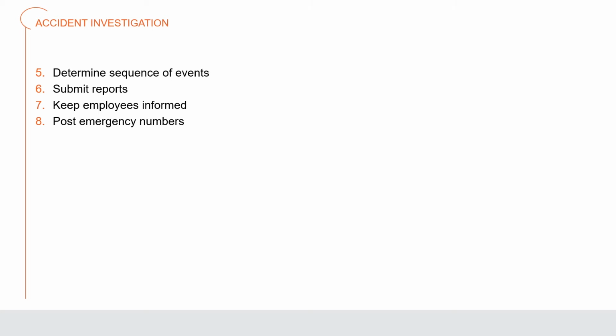5. Determine as clearly as possible the sequence of events, the root causes and effects, and the actions taken. 6. Submit reports to OSHA, the insurance carrier, a lawyer, and corporate headquarters as appropriate. Keep copies of all reports and photographs for your files. 7. Keep all employees informed of procedures and hazards that arise from the situation. And 8. If they are not already available, post emergency phone numbers in public places.